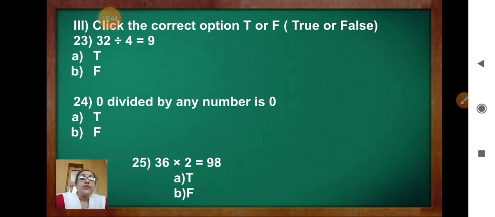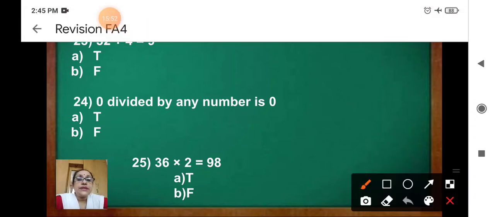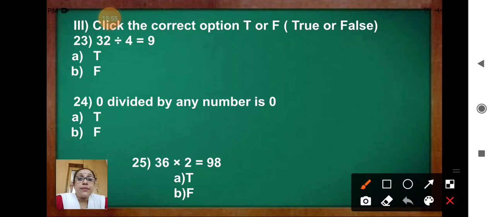Now part 3. Click the correct option T or F for true or false. Now question 23. 32 divided by 4 equal to 9. Now say the tables of 4. So you are getting 9. 4 9s are 32. No, then it is false. Question 24. 0 divided by any number is 0. True or false? It is true.